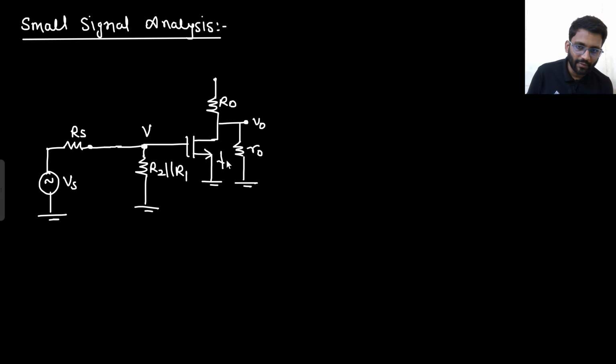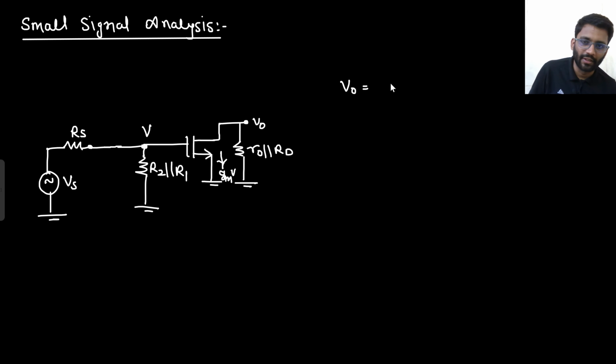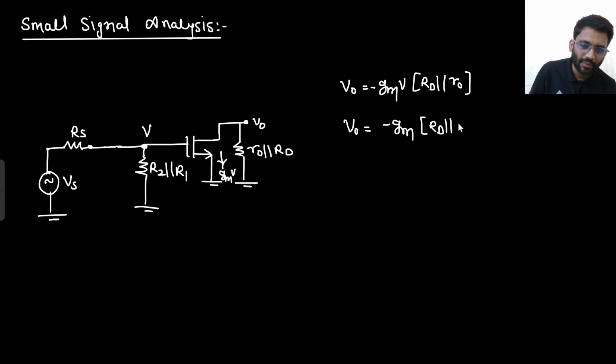So gmV current will be flowing here. gmV current will not be flowing through RD. gmV current will be flowing through the MOS, and that current will go into RD parallel R naught, because from V naught to ground you see RD as well and R naught as well. So from V naught to ground you can replace it with RD parallel R naught. What will be your V naught? V naught will be gmV into RD parallel R naught. So your V naught will be minus gm RD parallel R naught into V.